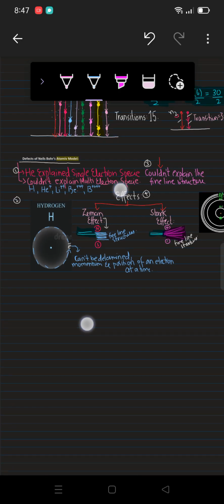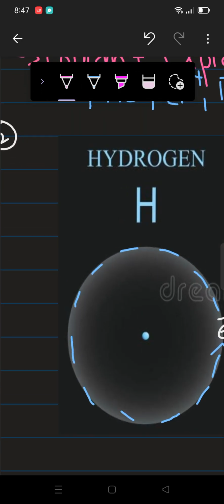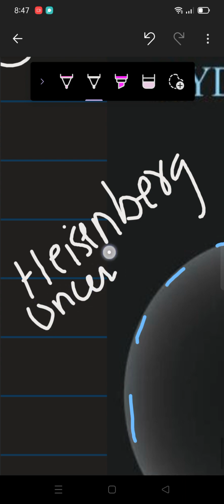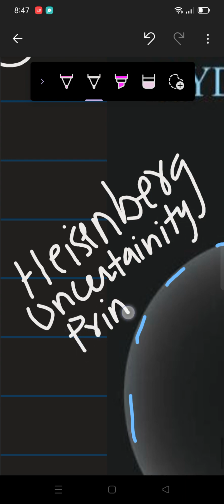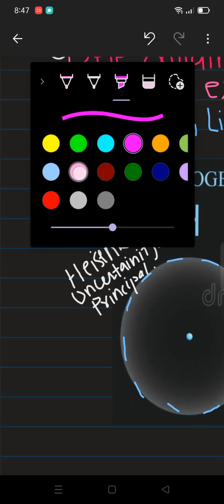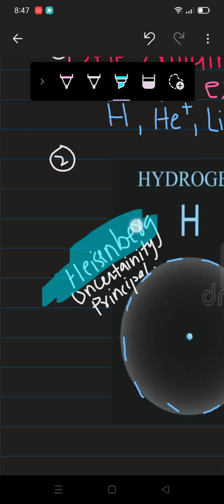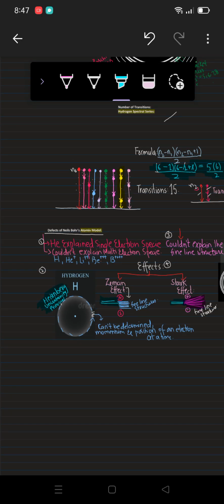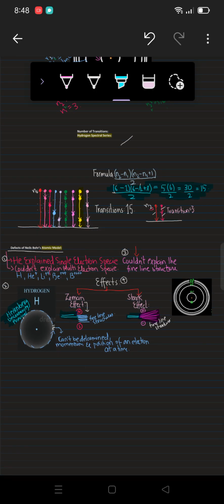According to the Heisenberg uncertainty principle. So let me write that too. This is the most important point. Heisenberg uncertainty principle: he said that we cannot determine the position and the momentum of an electron at a time. But what Niels Bohr did was determine the momentum and the position of an electron at a time. So it was wrong according to the Heisenberg uncertainty principle. So this was also a defect.